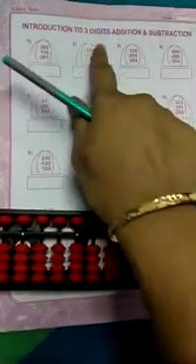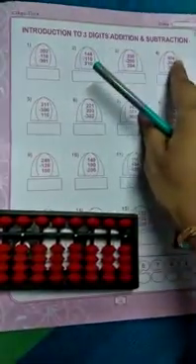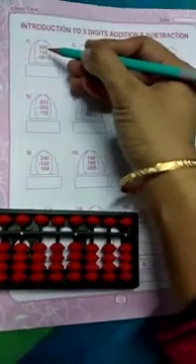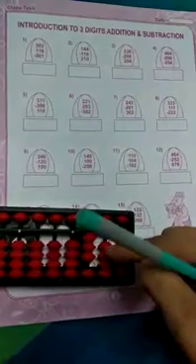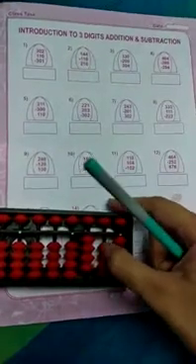Now, introduction to 3-digit addition and subtraction. We can add and subtract 3-digit numbers as well. So let's start. For 3-digit numbers, we need 3 rods: ones, tens, and hundreds. 302. This is 3, this is 100, that means 0 and 2. Next is plus 110. Next is minus 301, that is minus 300 minus 1. So the answer is 111.